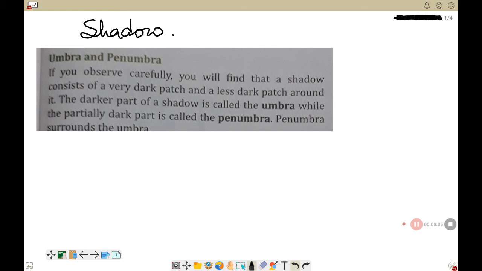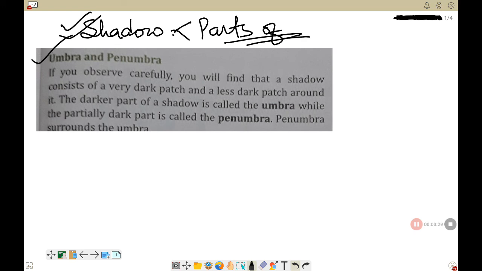We are doing chapter number 5, light. From there we have been studying about shadow. We've learned about what is shadow and how is shadow formed in the last class. Today we'll discuss further about shadow, especially the two parts of shadows. The two parts of shadows we'll be learning today are called umbra and penumbra.